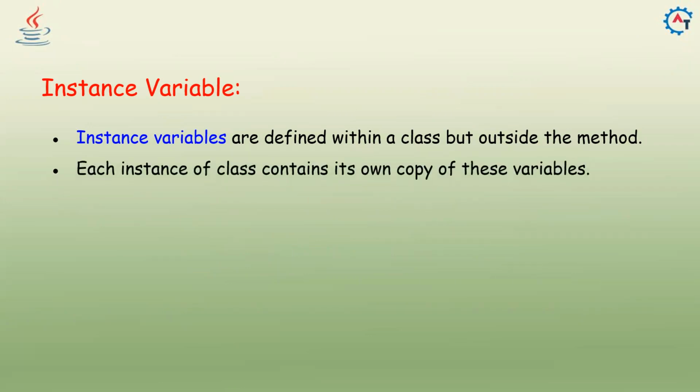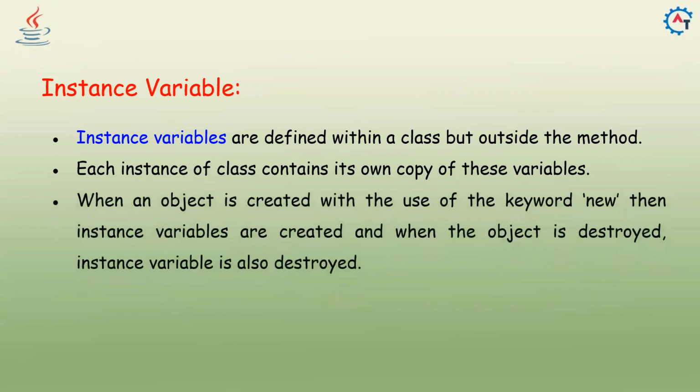Each instance of a class contains its own copy of these variables. So if you create an object, each object contains its own copy of these instance variables. When an object is created with the use of the keyword new, then instance variables are created. And when the object is destroyed, the instance variable is also destroyed. Okay, so these are class level, right? When you create an object, it will instantiate that variable. The moment you destroy the object, these are associated with the object, right? So object destroyed means instance variables also get destroyed.